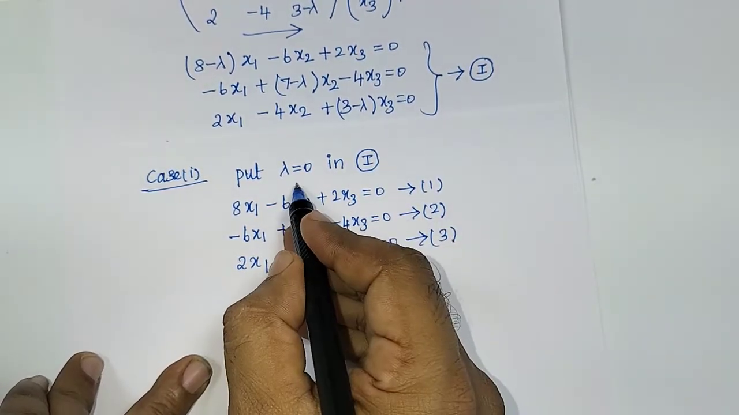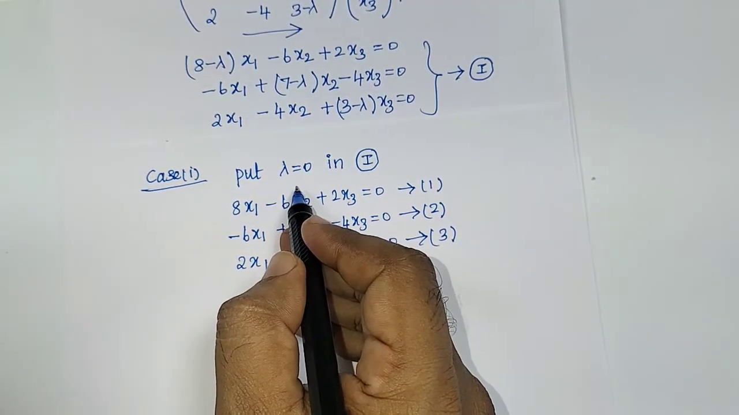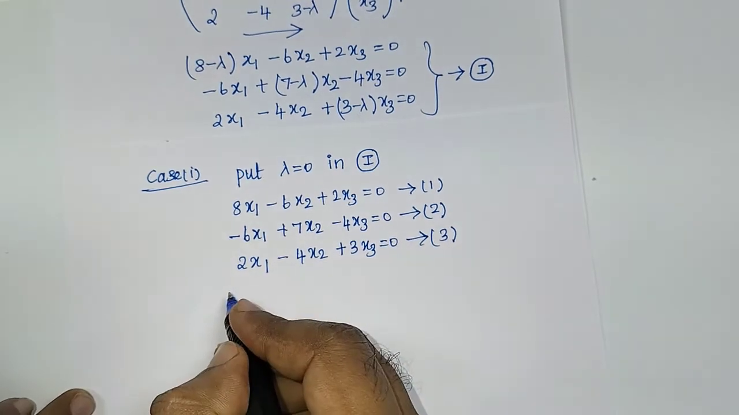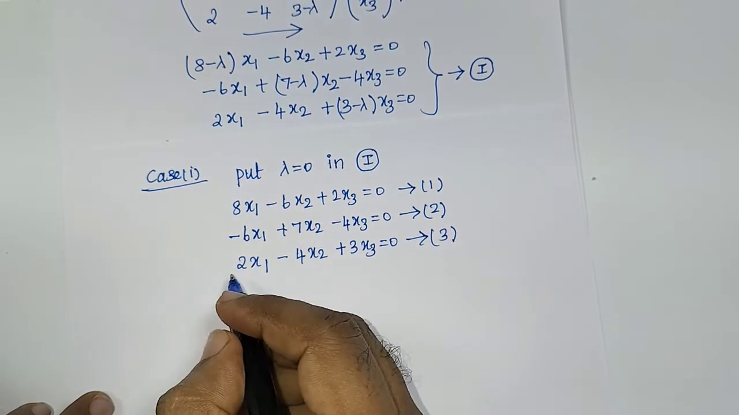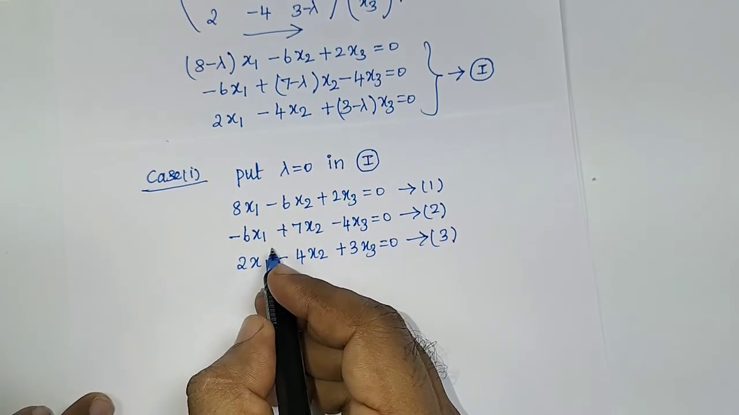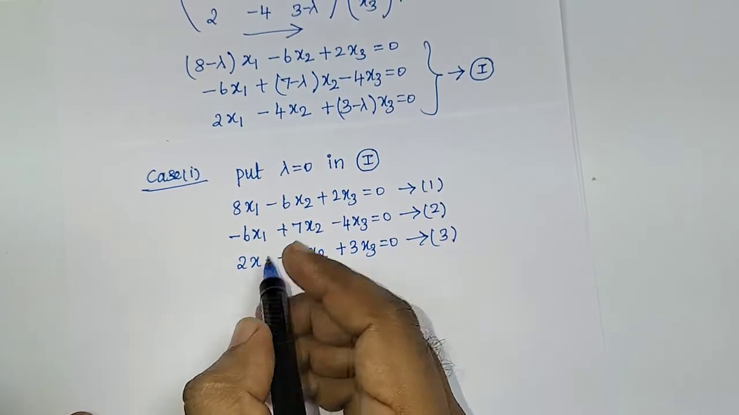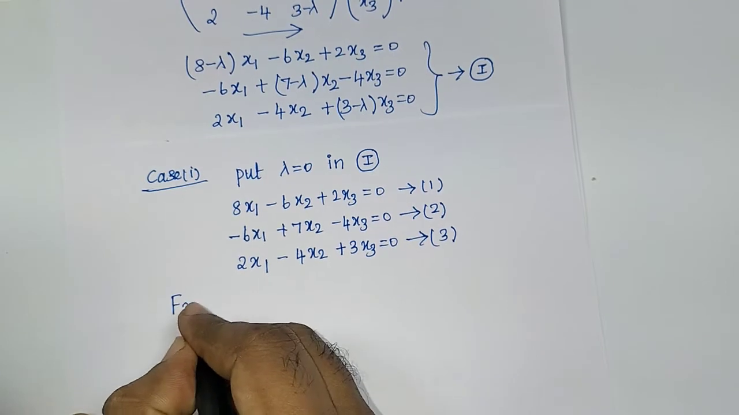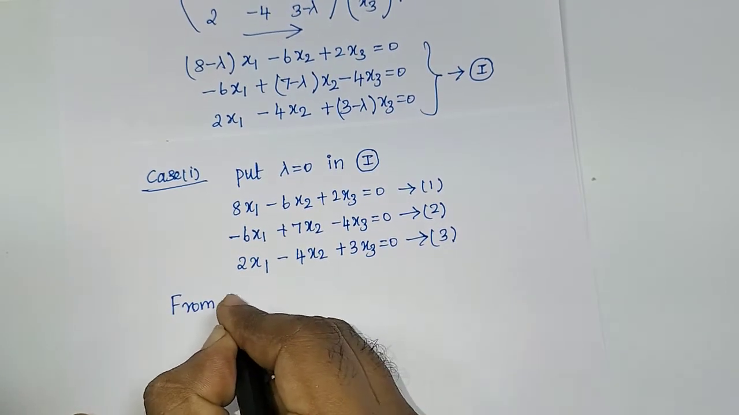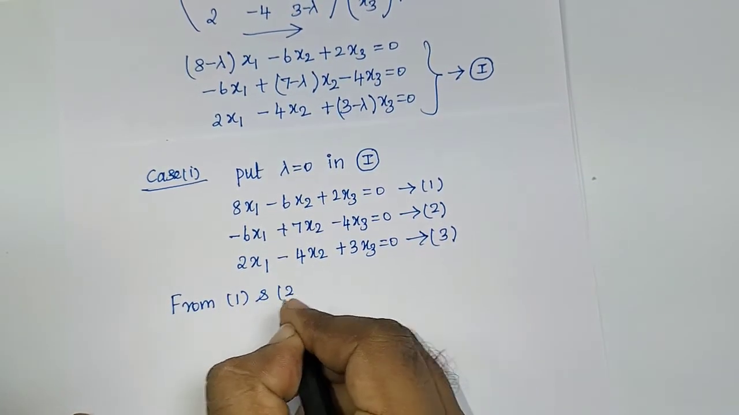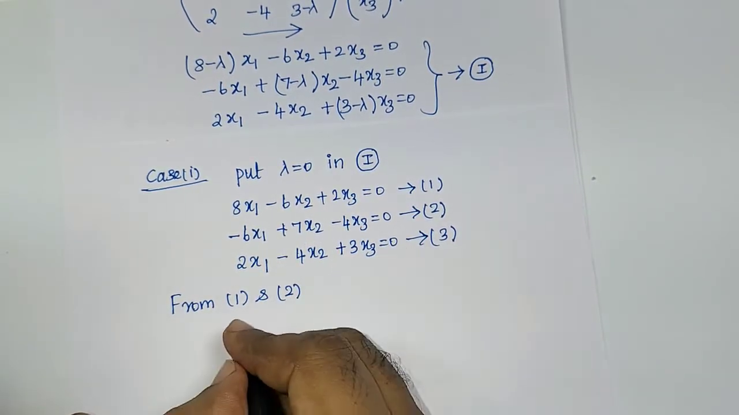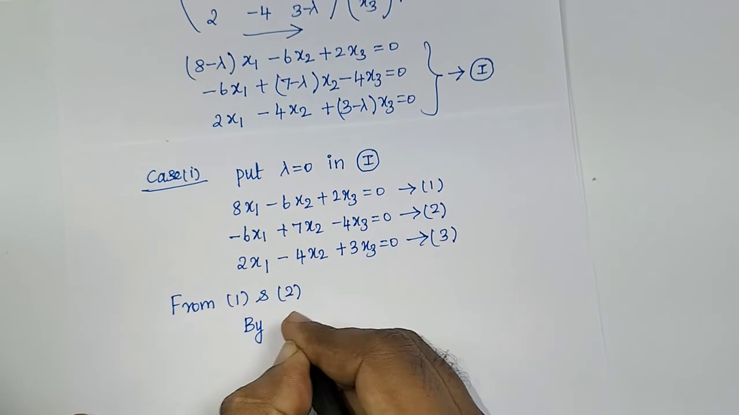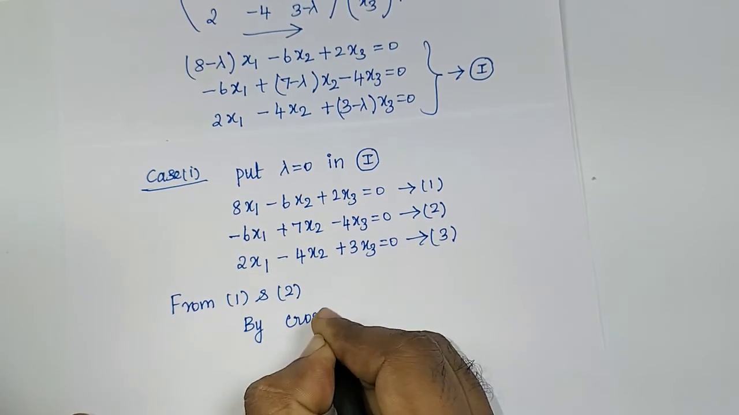When substituting eigenvalue lambda equal to 0, we will get a system of linear equations. If you want to apply cross rule method, the equations should be different, at least a minimum of 2 equations. So can I see the first 2 equations? Equations 1 and 2 are different equations, right? 1 and 2 are different equations. We can apply cross rule method.